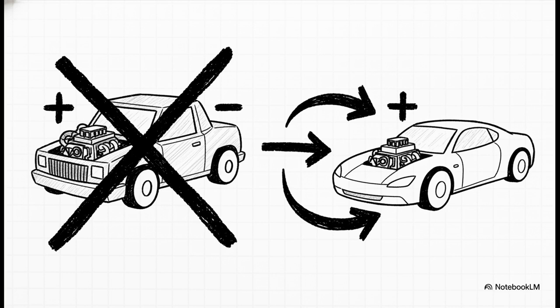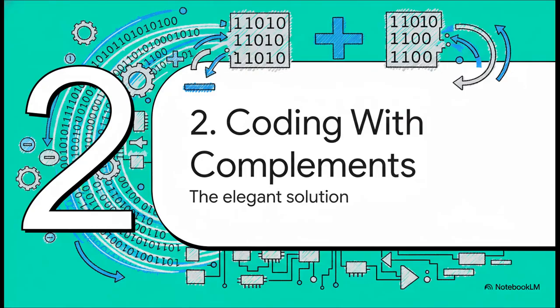So the goal for the pioneers of computing was to figure out a way to handle both positive and negative numbers using the absolute simplest hardware they could, and that was an adder. So if you can't build a dedicated subtractor, you've got to get clever. The whole challenge really boils down to this. How do you represent a negative number in binary in such a way that adding it is the exact same thing as subtracting? The solution, it turns out, is a neat concept called complements.